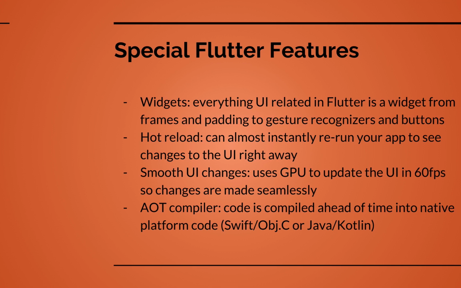There's also this AOT compiler, which is the ahead of time compiler. This definitely saves time at runtime because the app doesn't need to load and compile the code on the go. It basically does it beforehand. So that means the Dart code is compiled into Swift or Objective-C for iOS or Java and Kotlin for Android ahead of time rather than on the fly.